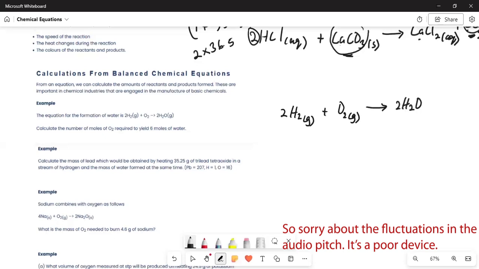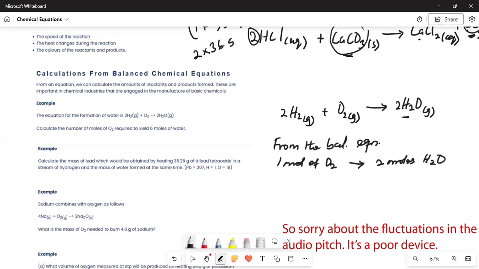And now the question is, calculate the number of moles of oxygen required to yield 6 moles of water. From this balanced equation, 1 mole of oxygen yields 2 moles of water. That is the essence of balancing an equation. So from the balanced equation, 1 mole of oxygen yields 2 moles of water. That means X moles of oxygen will give us 6 moles of water. Since the question says we should calculate the number of moles of oxygen required to yield 6 moles of water, let that number be X.